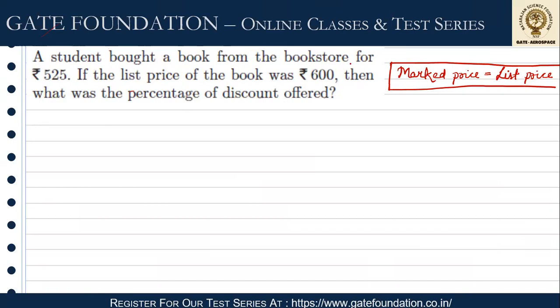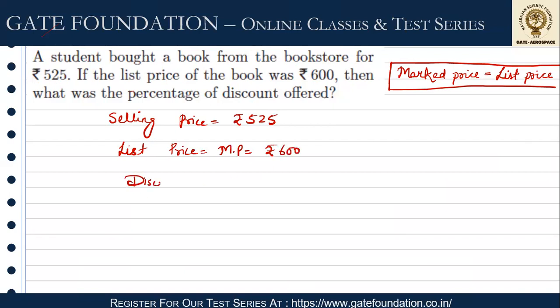A student bought a book from the bookstore at 525. Now, this was the selling price, right? This was the selling price जिसमें student को book मिली है. The selling price becomes rupees 525, and the list price of the book was 600. So this price, as I told you, it is equivalent to mark price. So this is your marked price. That is 600 rupees. So discount कितना हो जाएगा?